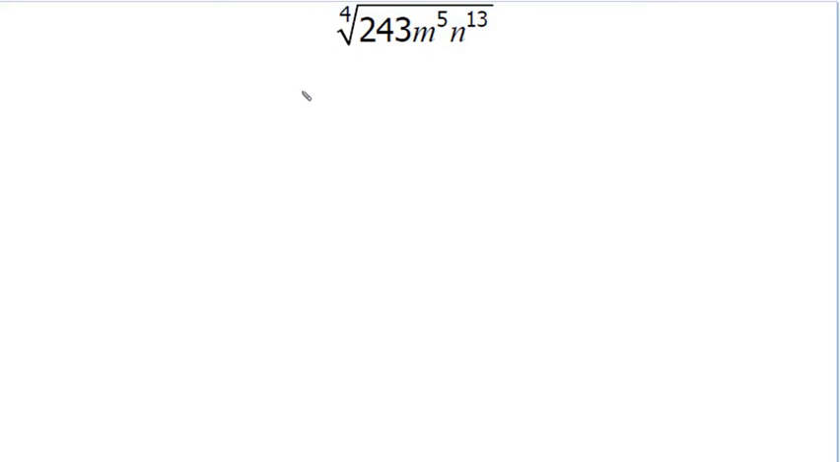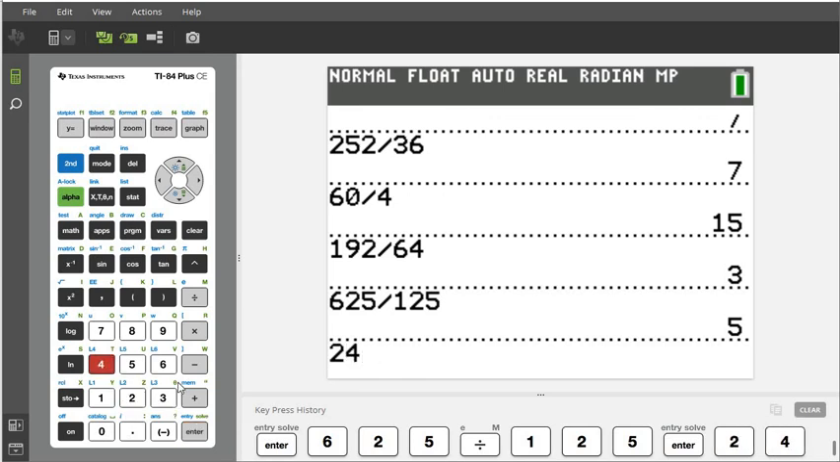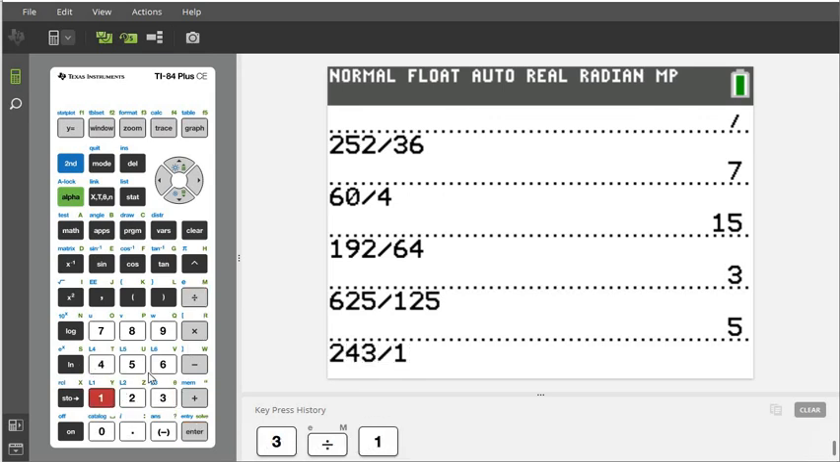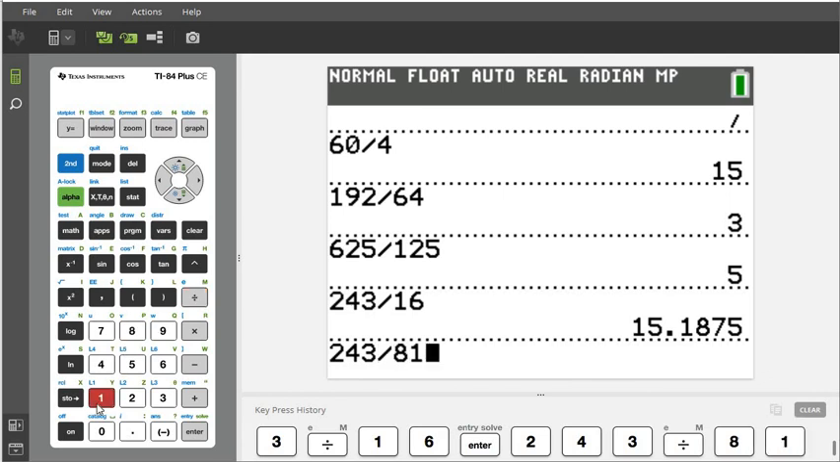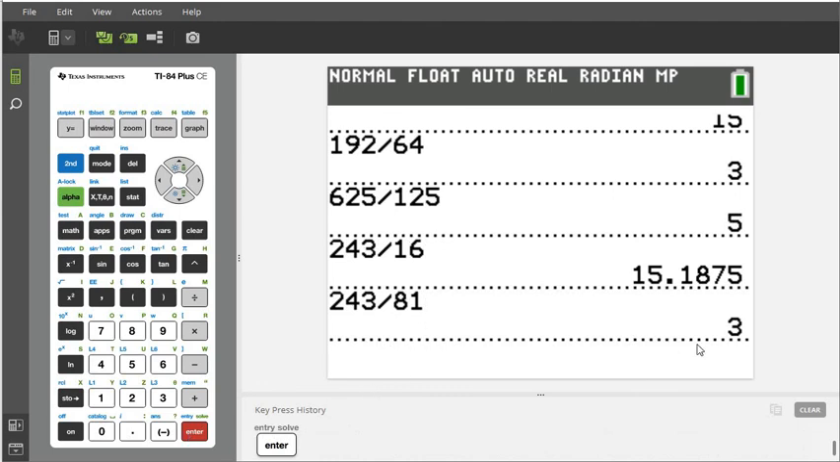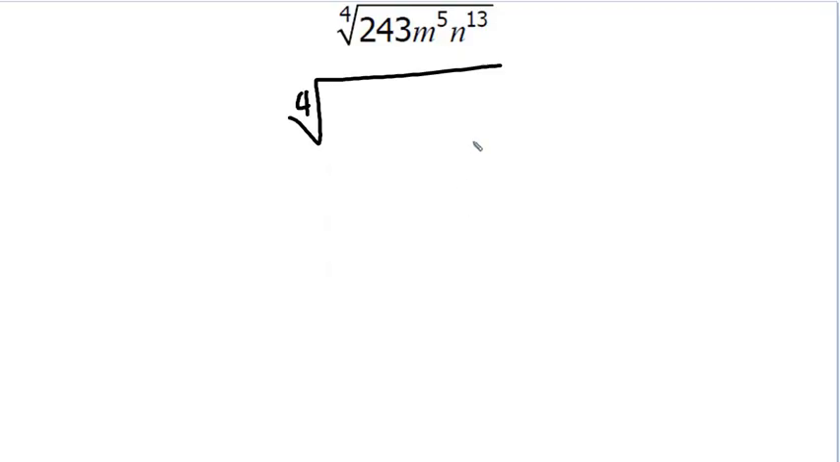So now we've moved to the 4th root, so we should be looking at a different list on our paper. So on your reference sheet, 243 does not appear as a perfect 4th. So we're going to go to our calculator. We'll do 243 divided by 16. No, 243 divided by 81. It is divisible by 81, and 3 is a nice prime number. So I know I've gotten the largest. So I have 81 times 3.